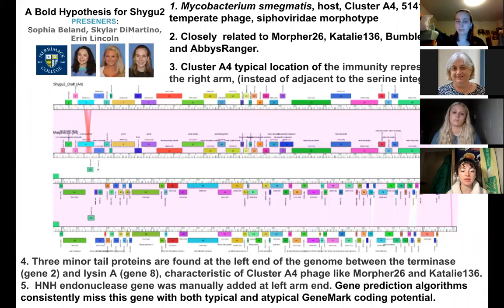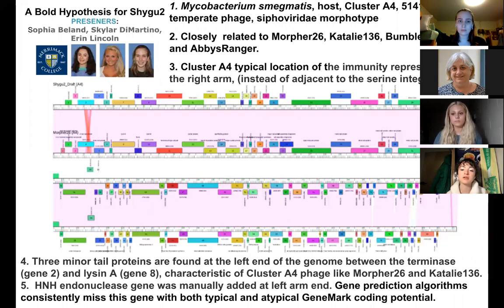As seen in the diagram here, the pairwise comparison is shown of Shygu2 and Morpher, the closest relative. An additional evidence that Shygu2 is part of the A4 subcluster is the characteristic immunity repressor being located far on the right arm, rather than next to the serine integrase.